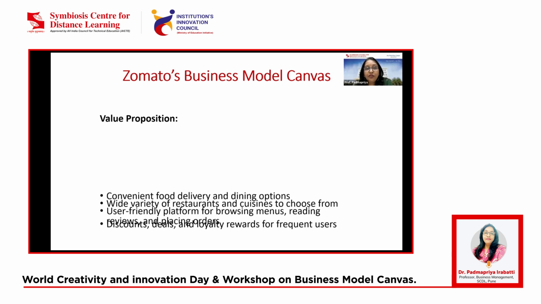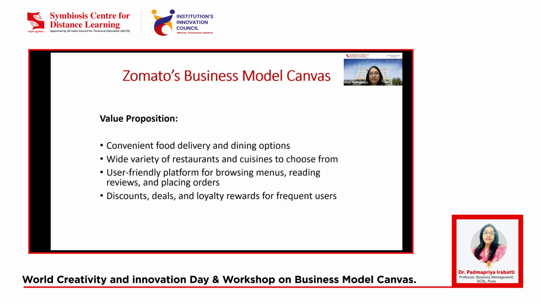So this is the list of value propositions. You have already said most of these. Convenient food delivery and dining options, a wide variety of restaurants and cuisines that you can choose from. Then user-friendly platforms, for which, as rightly said by Sunita ma'am, training is not required and it can be easily operated by anybody. And other is discounts, deals, loyalty benefits. These are also value propositions that the customers expect. So these are the value propositions of Zomato. Now let's go to the next part.